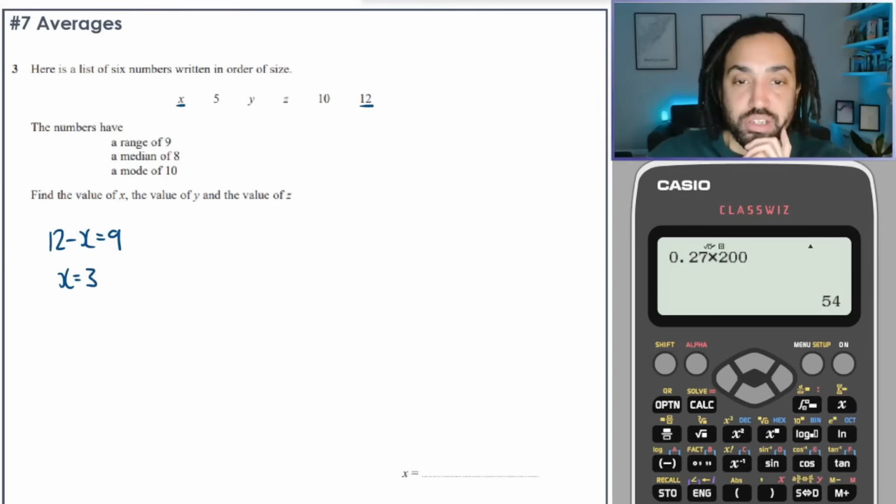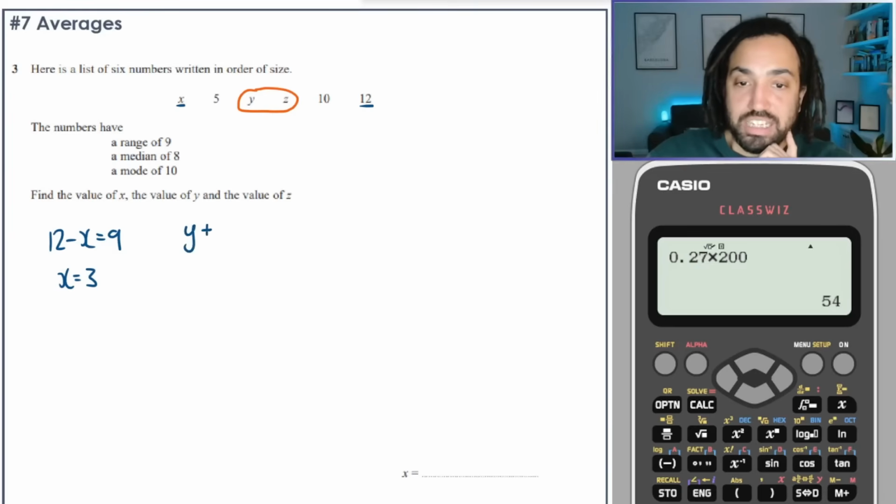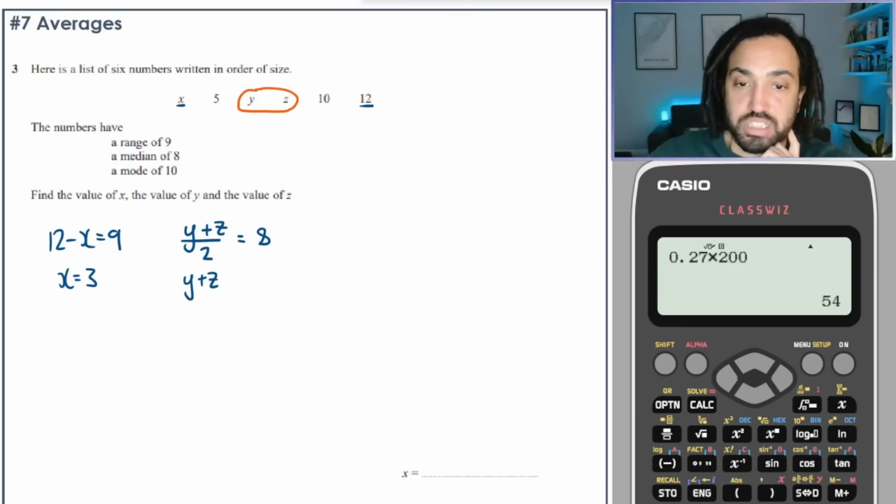Okay, the median is equal to 8. Now the median is the middle number, and here we've got 2 middle numbers. It's a bit of a problem, but what we do is we add them up and then we divide by 2 to find the average of those 2 middle numbers, and we're told that's equal to 8. So rearranging this equation tells me that y plus x must equal 16.